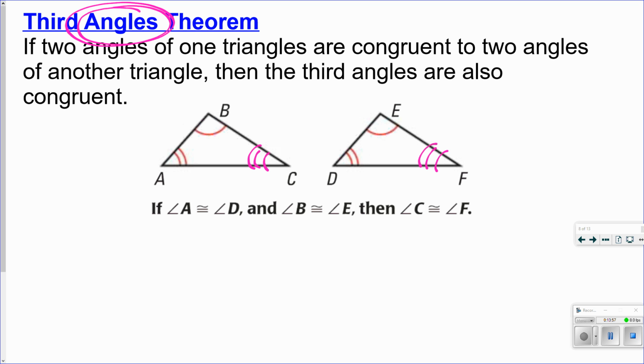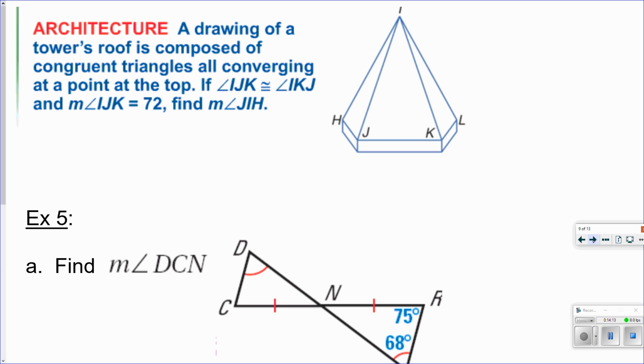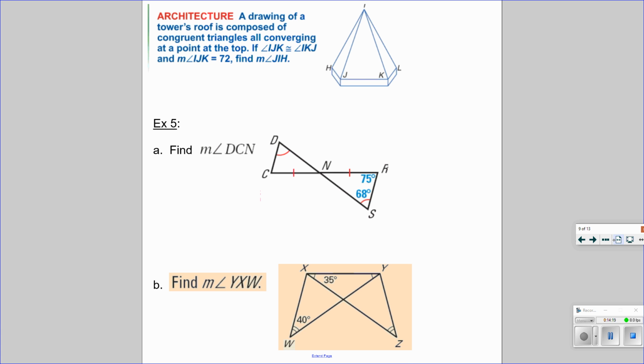We'll talk about why, but mainly it's because two sides doesn't mean the third side is the same. Two sides of a triangle doesn't mean the third side. But two angles means the third angle. Okay. Done with theorems for the day. There are 3 problems on this page. I want you to answer all 3.